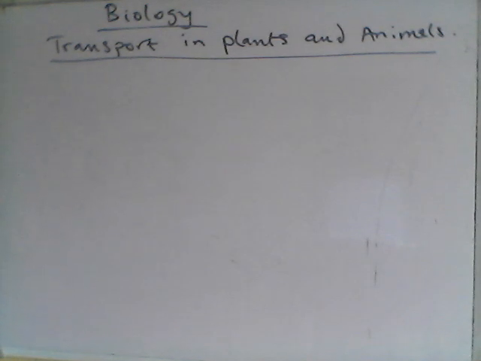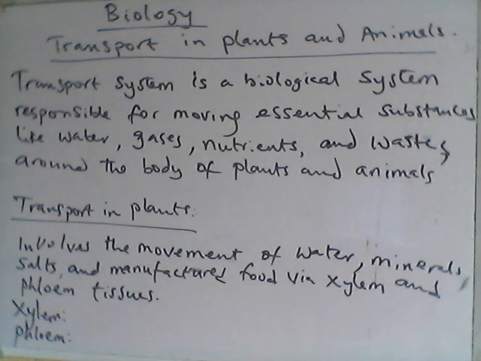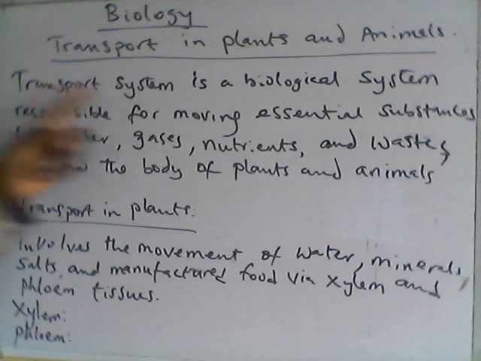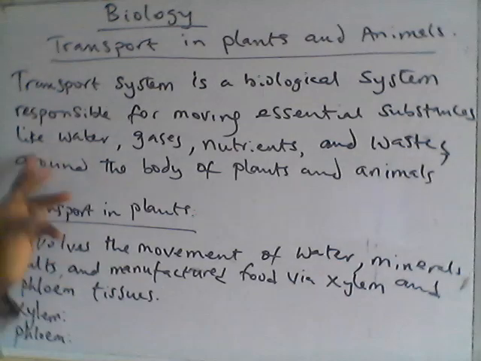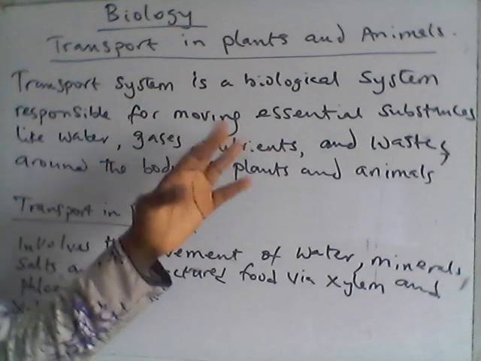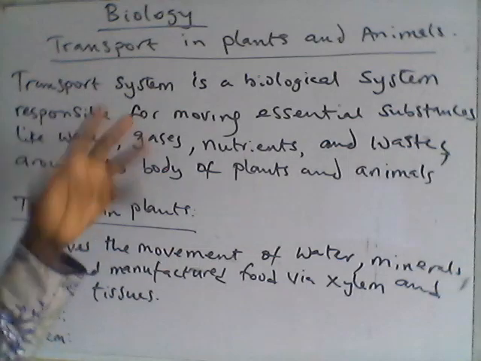So we'll dive in. What is transport in plants and animals? Generally, a transport system is a biological system responsible for moving essential substances like water, gases, nutrients, and wastes around the body of plants and animals. Okay, so again, a transport system is a biological system responsible for moving essential substances like water, gases, nutrients, and wastes around the body of plants and animals.